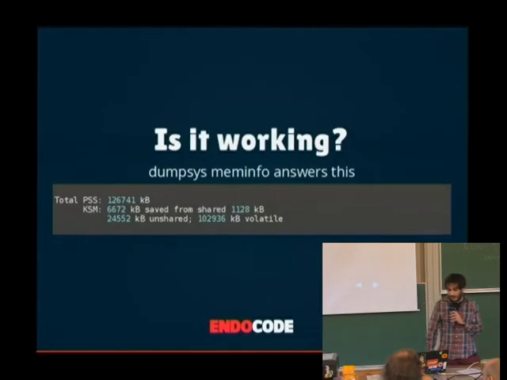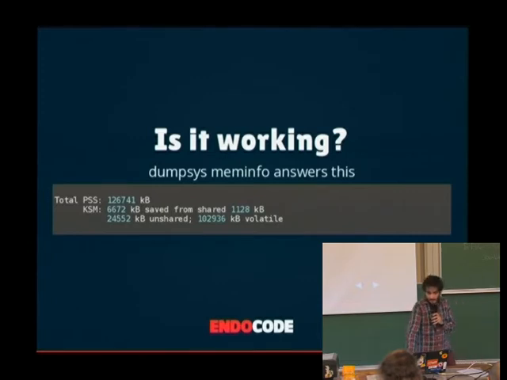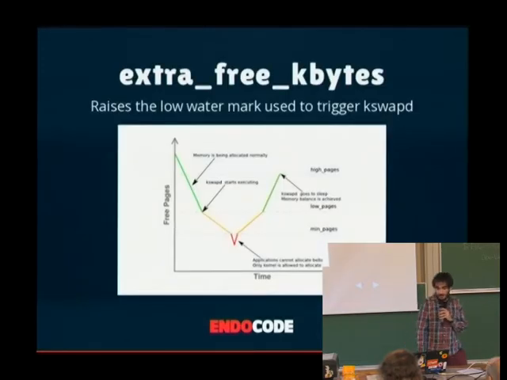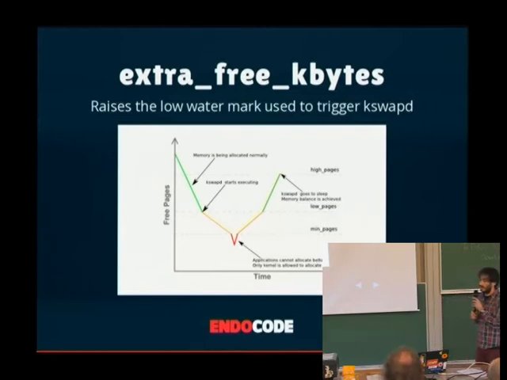And how do you find out if it's working? Well, just ask our friend dumpsys as usual. With dumpsys meminfo you can see the amount of memory saved and the amount of memory shared. And we reach values of like 20 megs, 25 megs on our device if it runs long enough. The other feature I should mention: KSM is in the upstream kernel, whereas this extra free kilobytes is not in the upstream kernel.